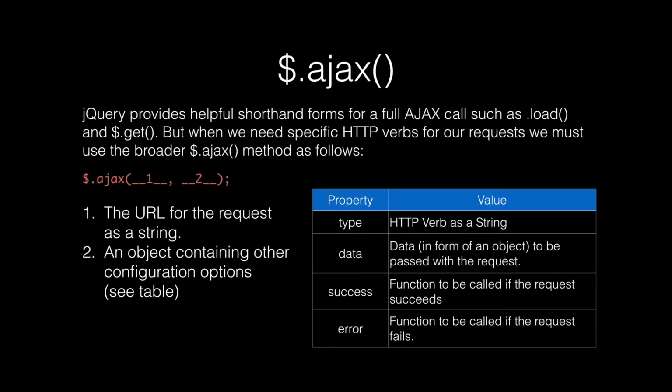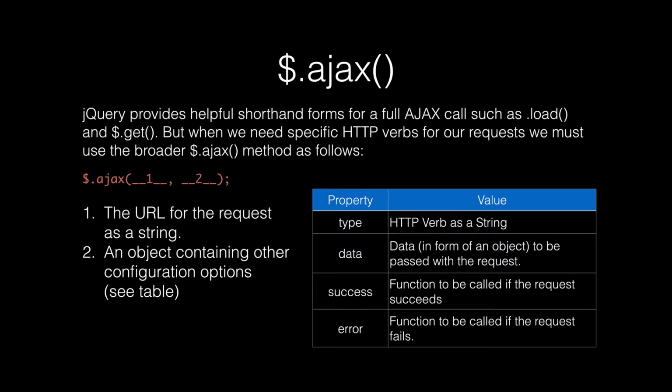So here's how we actually do that with our magical JavaScript and jQuery, thanks to the Ajax method. jQuery provides helpful shorthand forms that we've covered so far. These are shorthands for a full Ajax call, such as the .load method that we've used and the .get method that we've used. But when we need to make specific HTTP verb calls for our requests, we must use the broader Ajax method as follows.